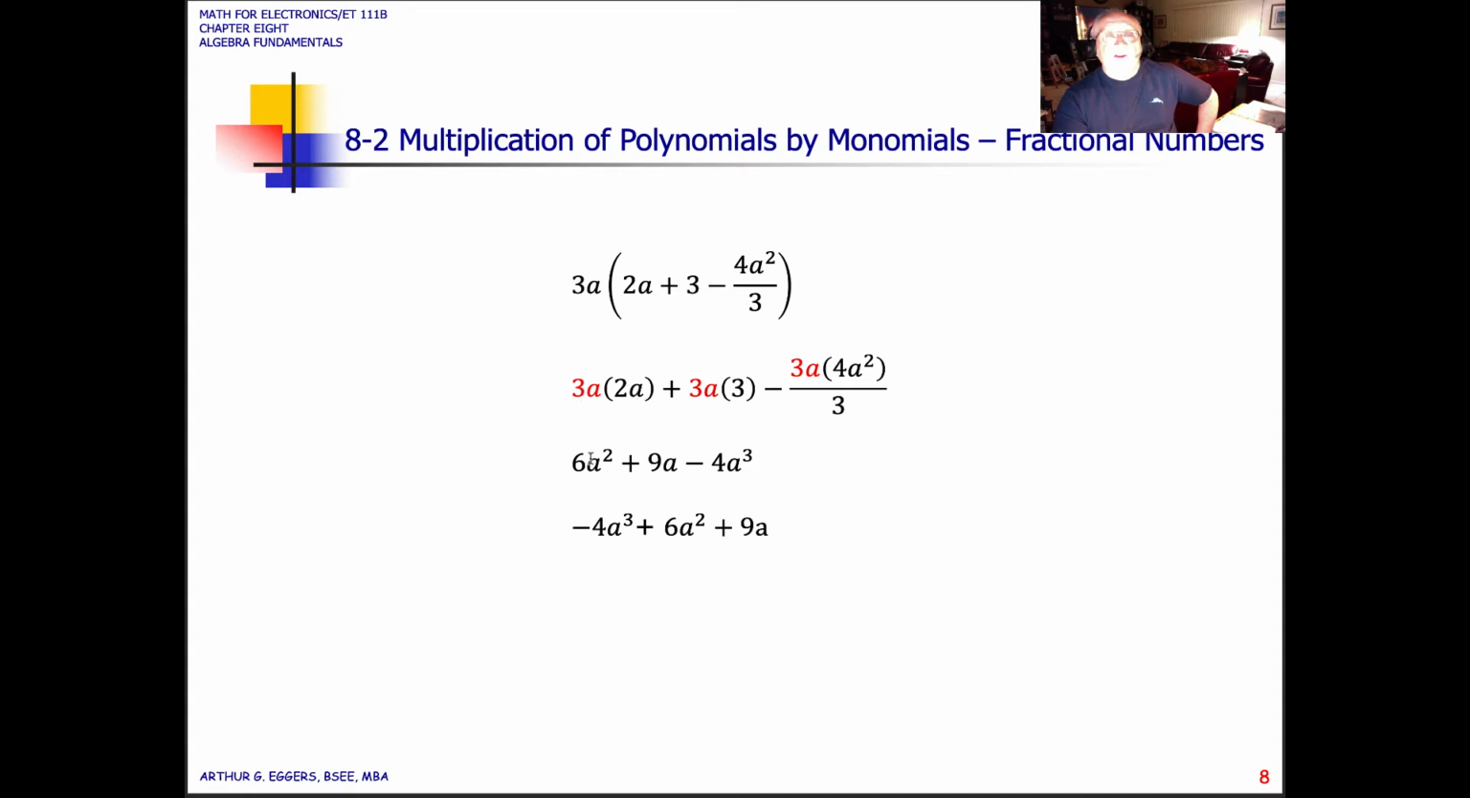So 3a times 2a gives us 6a squared. 3a times 3, 9a, minus 4a cubed. So moving the terms around, this is the common form. Put the term that has the highest exponent in the front and then reorganize. So since this is a negative, negative 4a cubed plus 6a squared plus 9a.